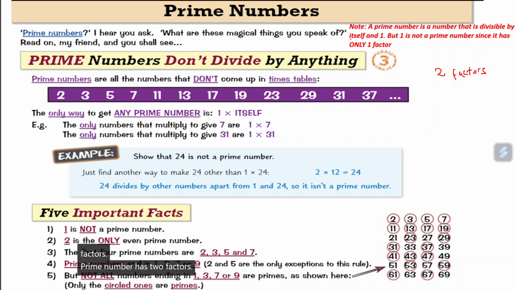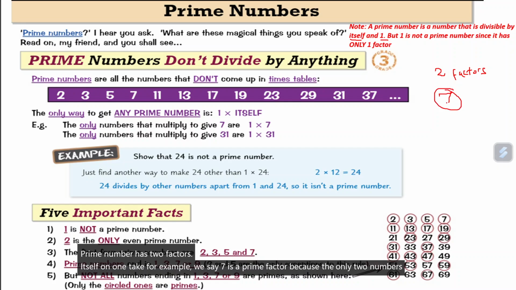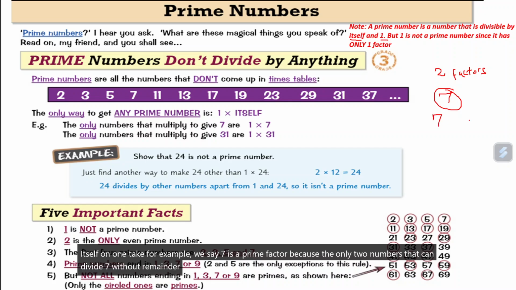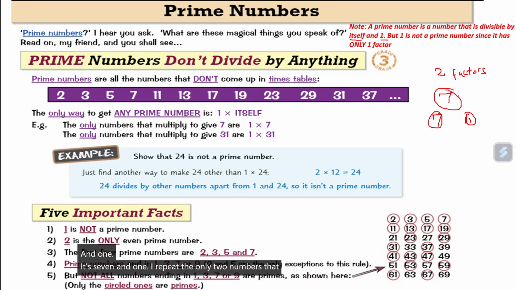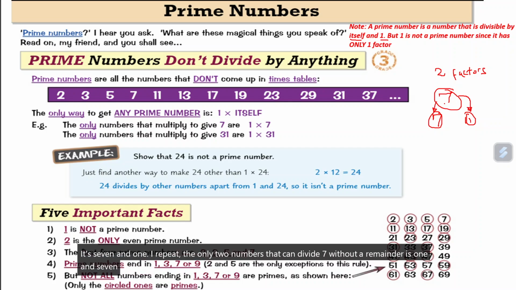itself and 1. Take for example, we say 7 is a prime number because the only two numbers that can divide 7 without remainder are 7 and 1. I repeat, the only two numbers that can divide 7 without a remainder are 1 and 7 itself. Hence, 7 is a prime number.